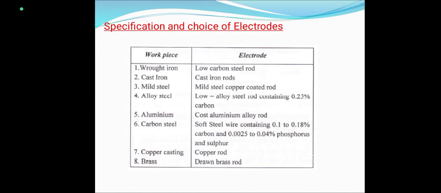This table represents the specifications for choosing the electrode. If the workpiece is wrought iron, low carbon steel, cast iron, mild steel, alloy steels, or aluminum, the corresponding required electrodes are used.